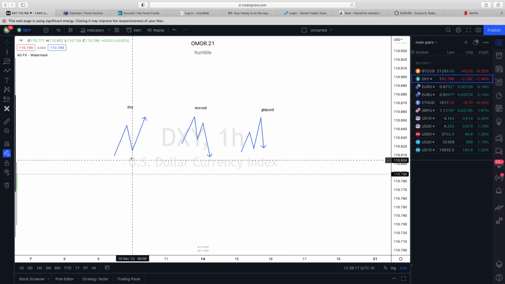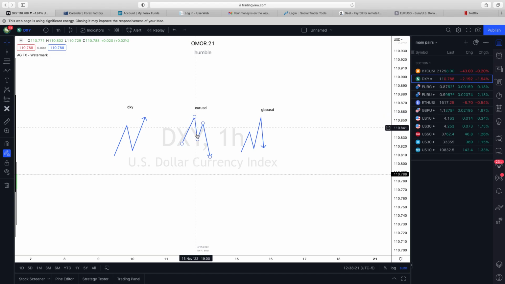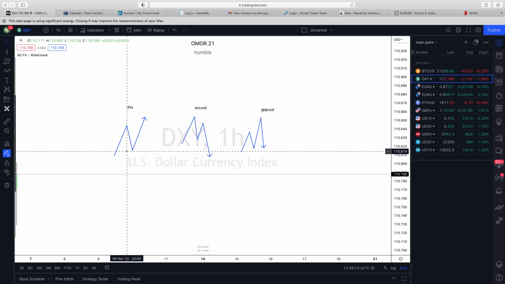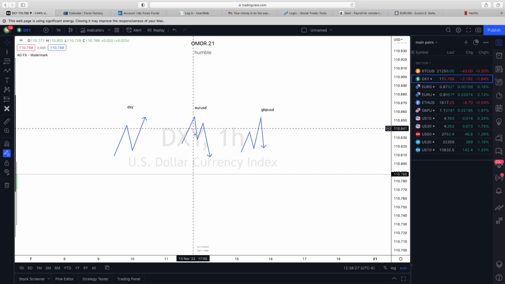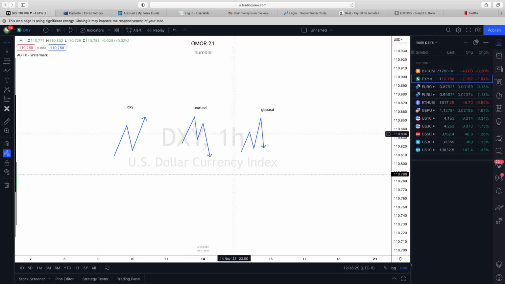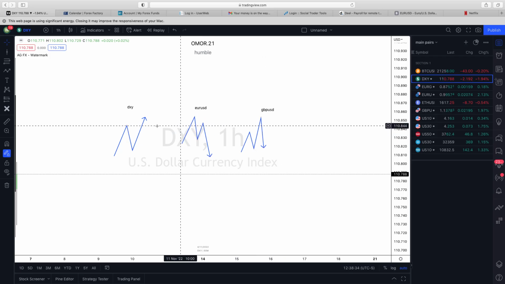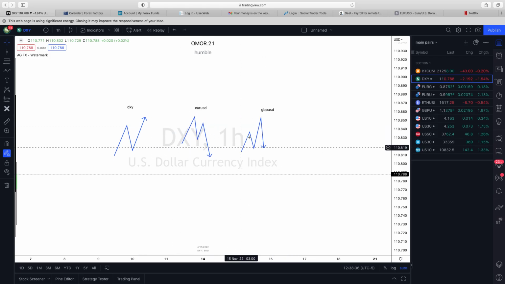Now the DXY is bullish, so it made a higher low. Euro USD made a lower high, and that's what you expect. If the DXY makes a higher low, you're anticipating Euro USD to make a lower high because they're correlated. But the pound, what does the pound do? It doesn't make the lower high like Euro USD does. Given the same correlation to the DXY, it makes a higher high and then makes the lower low.